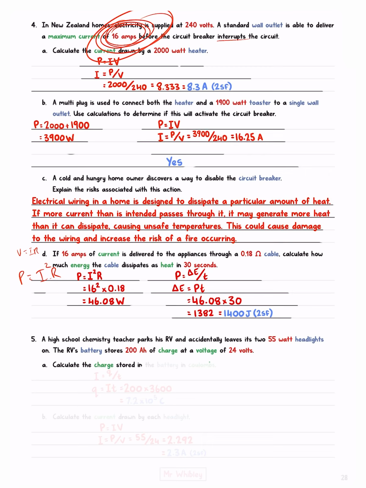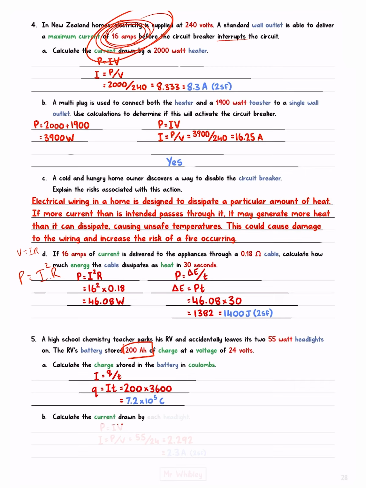Calculate the charge stored in the battery in coulombs. And so our 200 amp hours is a measurement of charge, which is equivalent to the amount of amps that would be supplied in an hour. We can convert this to coulombs, knowing that current is charge over time. We can solve for charge by multiplying both sides by time, putting in our 200 amps, and our 1 hour, or 3,600 seconds, gives us 7.2 times 10 to the 5 coulombs.